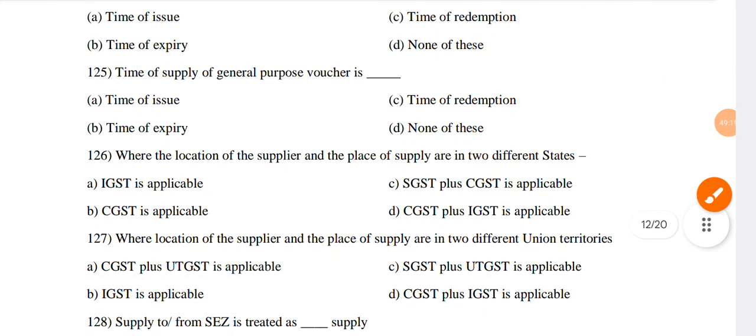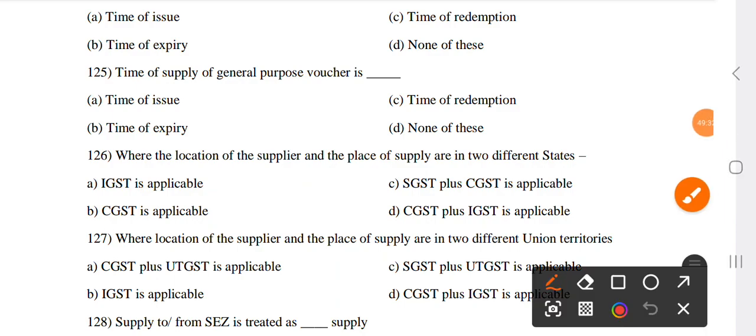Next question, time of supply is general purpose voucher is dash. Option A, time of issue. B, time of expiry. C, time of redemption. And D, none of this. The correct option is C.